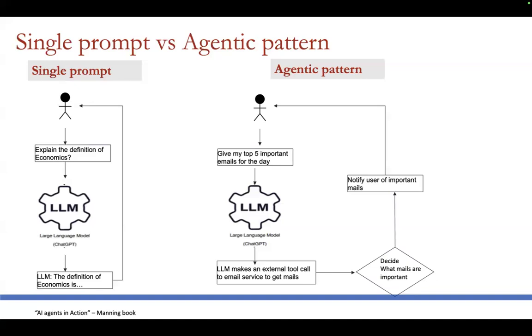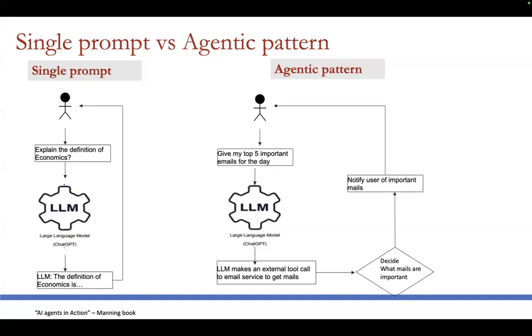So now what the LLM is going to do is make an external tool call. Here it's going to call an external email service API to get all the mails for the day. Then it is going to autonomously decide what mails are important, and then it is going to notify the user. So you can see in this second pattern, there's a call to the external tool, and there is also an autonomous decision that is happening. This is what is called an agentic pattern.